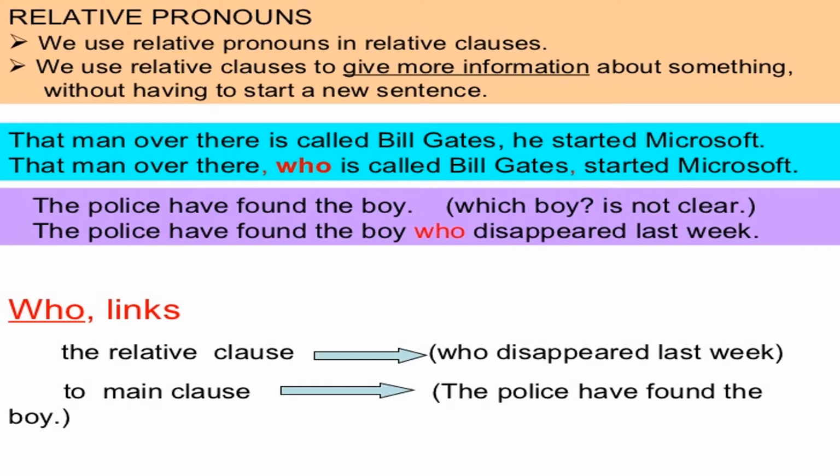The second one is, the police have found a boy. Which boy is not clear. The police have found a boy who disappeared last week. So we use the relative pronoun who to link the relative clause, which is who disappeared last week, to the main clause, which is the police have found the boy.